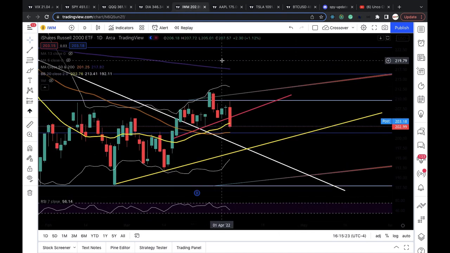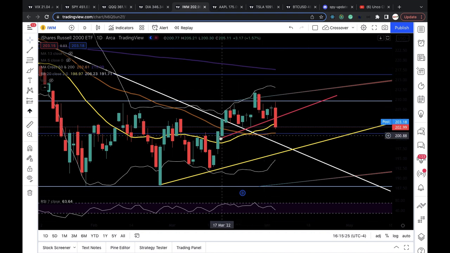IWM, that's a big bearish candle right there. This pink line right here had acted as support, connecting the March 17 low to the March 28 low. On the third touch, it just broke down. That's very bearish. It also broke below the 20-day moving average at 203.88. That puts the 50-day moving average in play. It's currently at 201.5, and below that, a very critical level at 198.8.